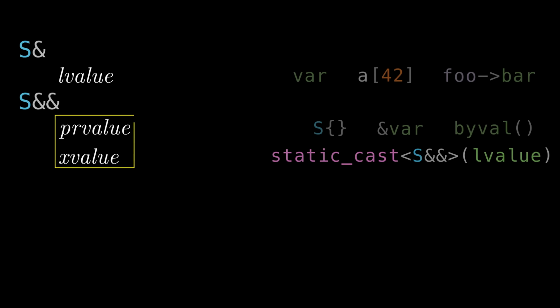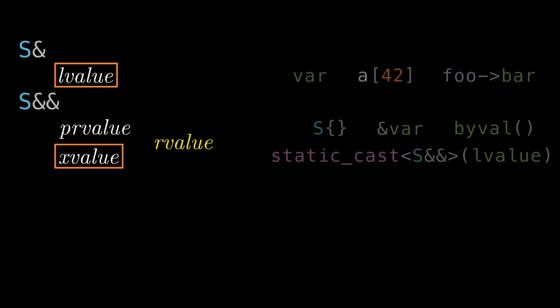C++ refers to these collectively as R values. So an R value is either a PR value or an X value. And this double ampersand reference is called an R value reference. By the way, to finish the story, you might also hear the term GL value, and that just refers to an L value or an X value. So these are all the value categories in C++.